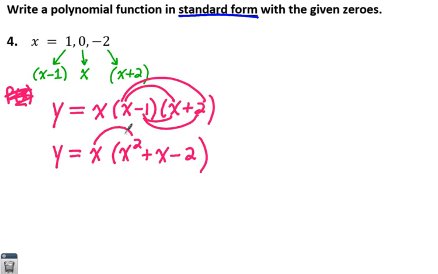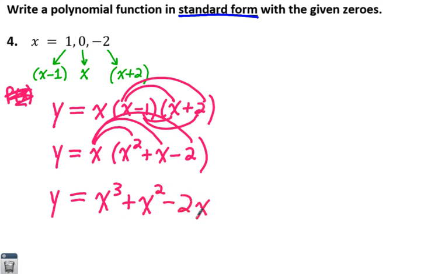And now I'm going to do one more multiplying, which is going to get me what? X times x squared gets me x to the third. X times x gets me x squared, and then x times -2 will get me that. And I'm done. That's the polynomial function in standard form that would result in those zeros, because it would result in these factors.